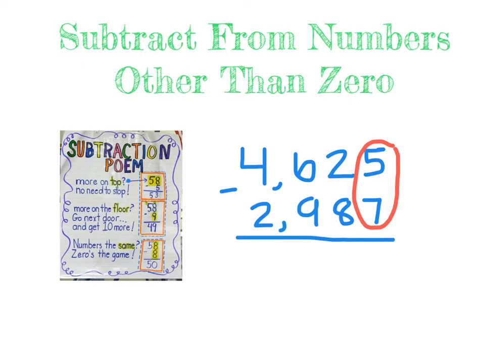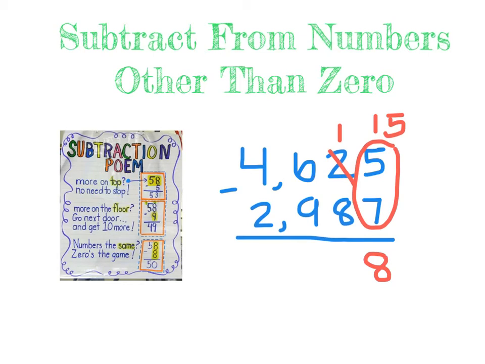So since I have to go next door, my 2 now becomes a 1, and my 5 becomes a 15. Now I can ask myself with the ones column, is there more on top or is there more on the floor? Since there's more on top now, I can go ahead and subtract. 15 minus 7 equals 8. So I'm going to write 8 down here.